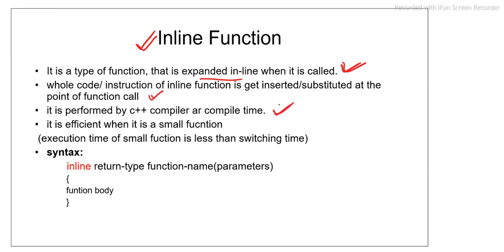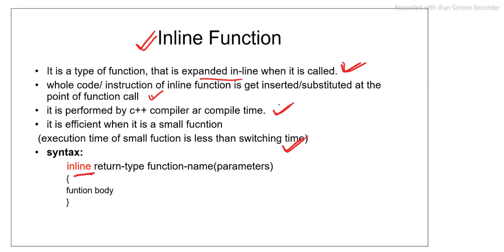And why do we prefer inline function? Because it is very efficient when we take a small function or a function with less instruction code. As the execution time of a small function is very less, the switching time matters, that's why we prefer inline function. So this is the syntax for inline function, where inline is a keyword.